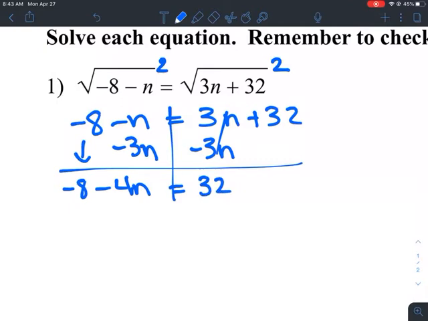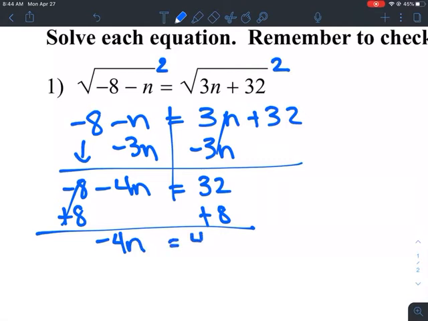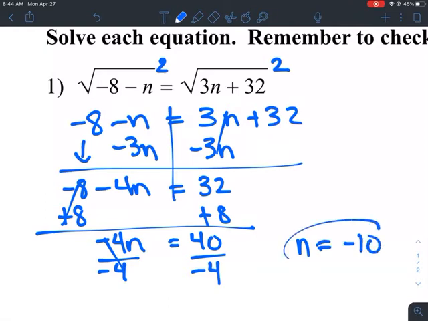Then I'm going to get the variable by itself by getting rid of the numbers around it. So I'll start with whatever's further away, or, reverse order of operations. And I'm going to add 8 to both sides. Bring down my negative 4n. That's going to equal 40. And then to get rid of the negative 4, I divide. So I'm going to end up with n equals negative 10.